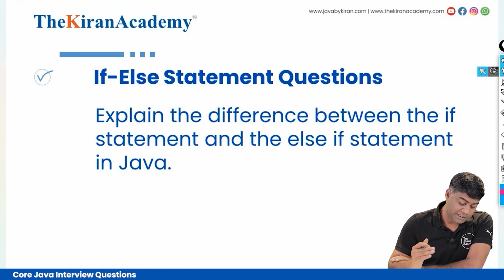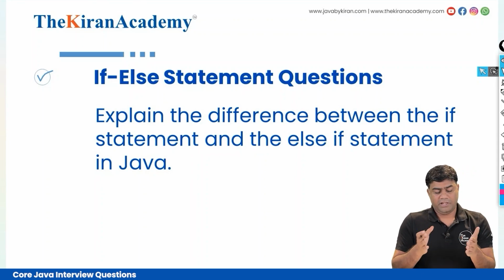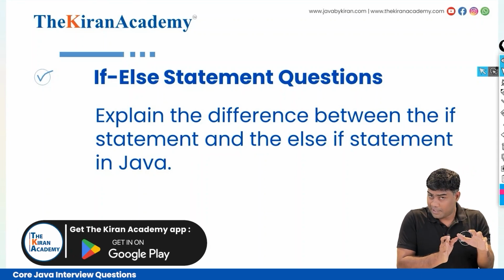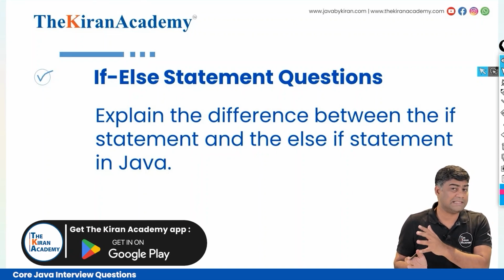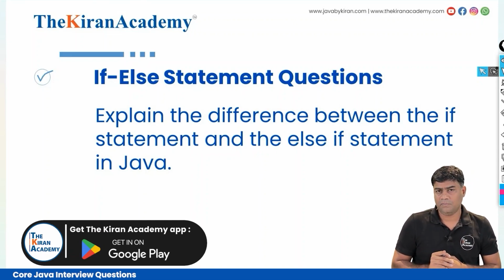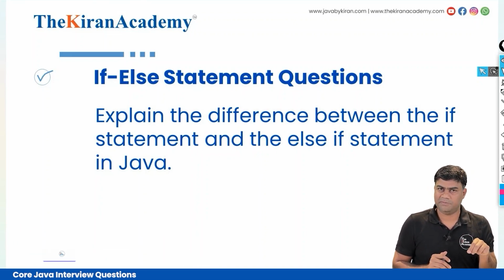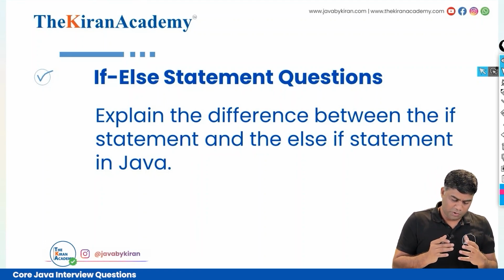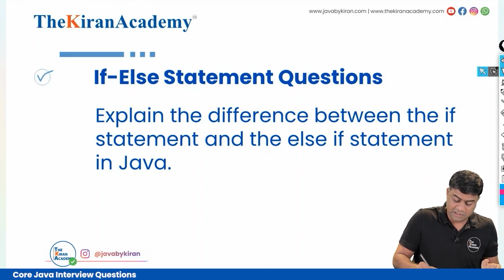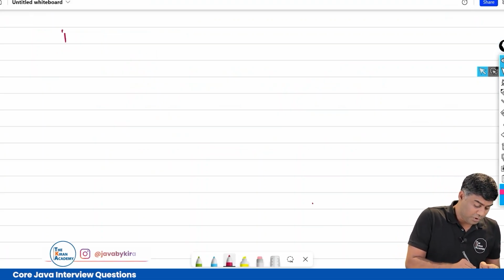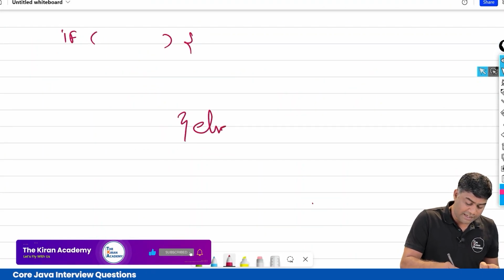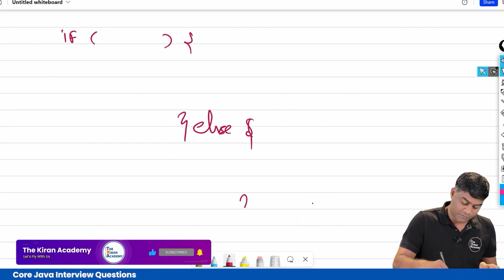Explain the difference between the if statement and the else if statement in Java. If means if something happens, then do this. If not, then do something else. So we need to write some condition in if. You cannot write some integer over there. So if you want to have something very conditional, you write it here. You can only write else over here, no problem.